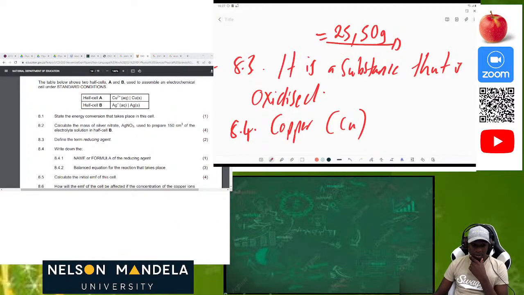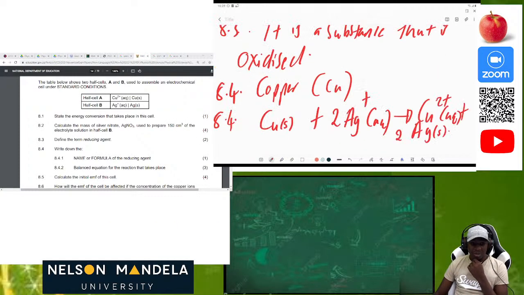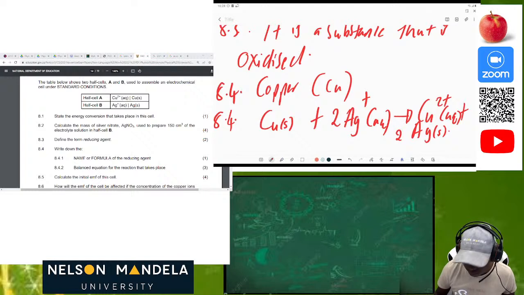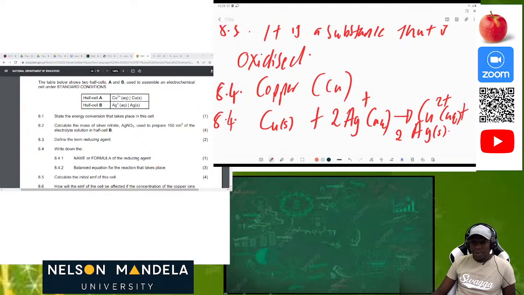Okay, so now someone is asking me, how did you get that? I'm hearing someone asking me, how did you get that, Fuyani? So let me show you from our table 4b what I'm talking about. What I was saying initially is that we must be able to balance the actual ones, the cell notation.